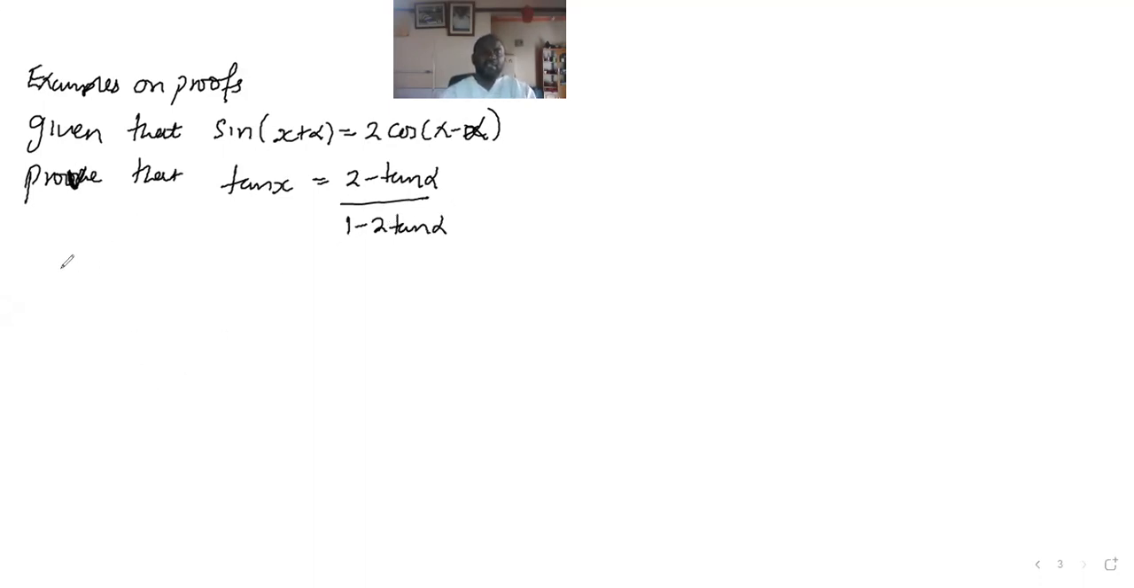To start with, Masse, expand for me sine of x plus alpha. Sine of x cos of alpha, plus sine of alpha cos of x. Thank you. Now expand for me cos of x minus alpha.